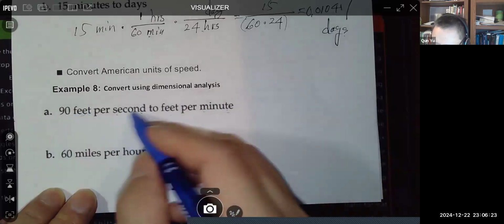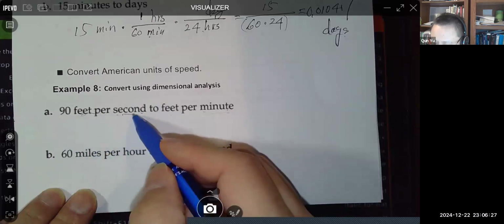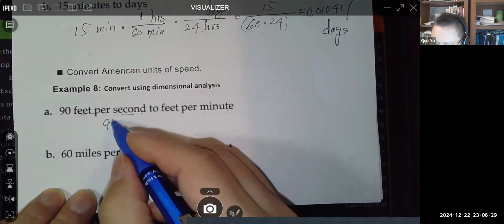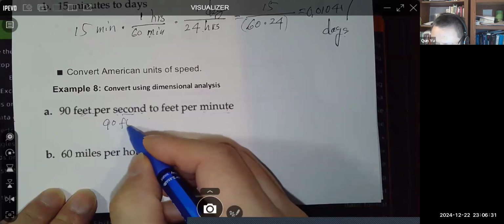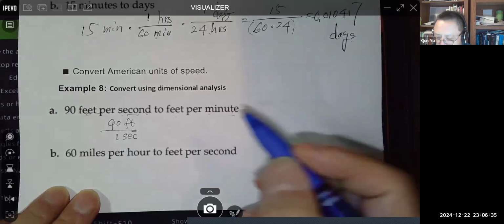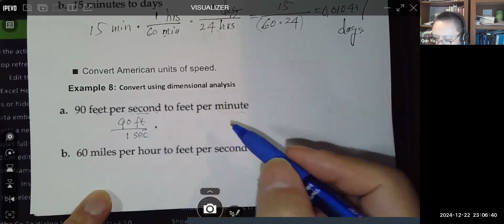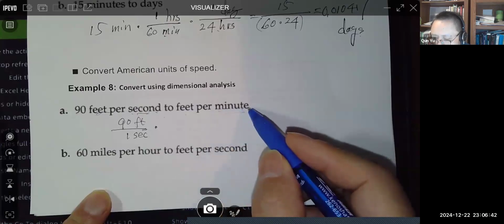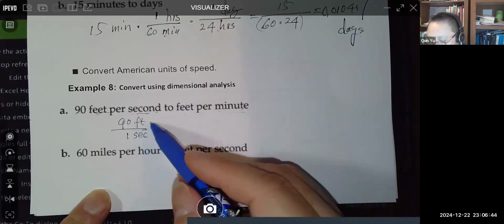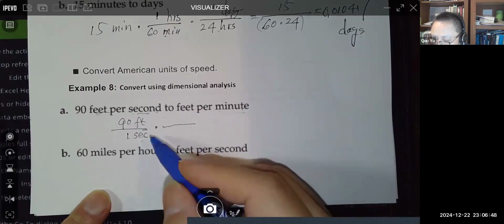Now, how do we write this? We have two units involved in this quantity, right? Feet per second. Write it as a fraction. Per second means per 1 second. That's this part. Now, we want to convert this to per minute, right? We still need feet. That means we don't need to cancel feet, but we need to cancel second.